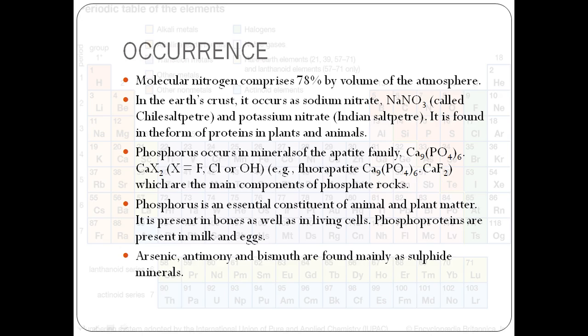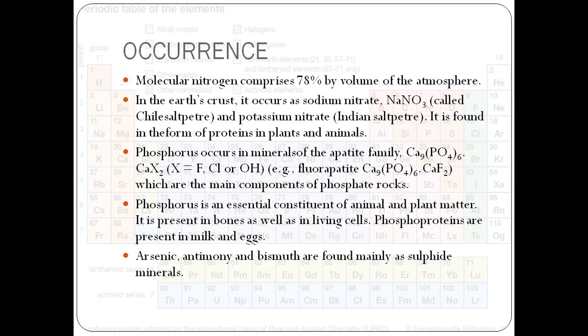If we talk about their occurrence first, in the atmosphere, nitrogen consists of 78% by volume. It is also present in Earth's crust in the form of sodium nitrate and potassium nitrate. It is also present in the form of proteins in plants and animals.